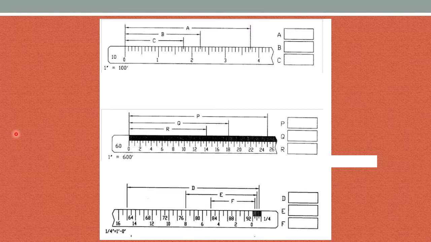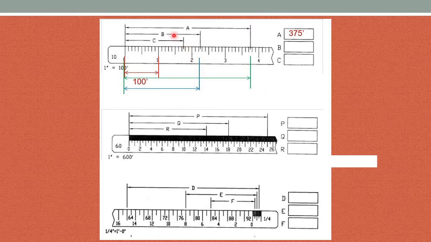So here are some examples of how it would work. This is 1 inch, and so that is 100 feet. So if I take the A dimension, you can see that it is 100, 200, 300, 350, 60, 70, 375 feet.